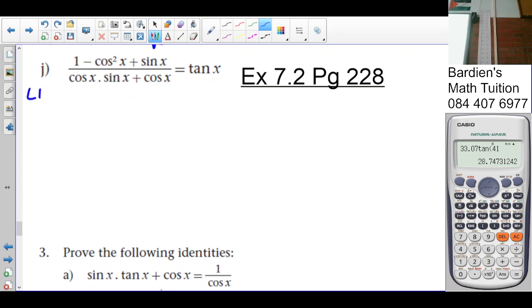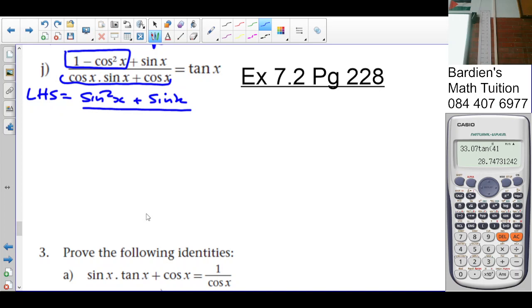So the left hand side. We look here, what is 1 minus cos squared x equal to? Sine squared. So sine squared x plus sine x over, what is common in the denominator? So I'm left with sine x plus 1.